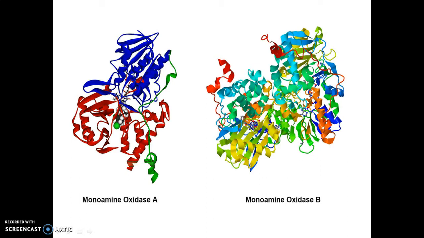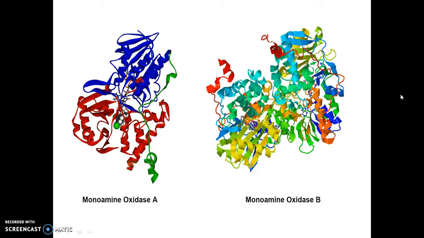Substrates like tyramine, dopamine, and tryptamine all serve as substrates for both enzymes. So this is a very important class of oxidases in our blood.